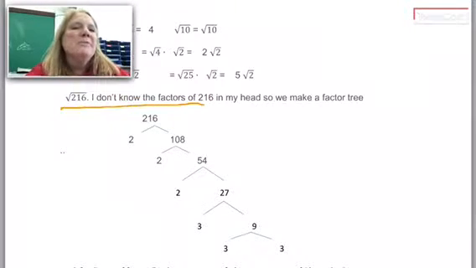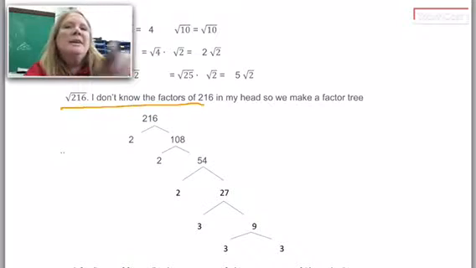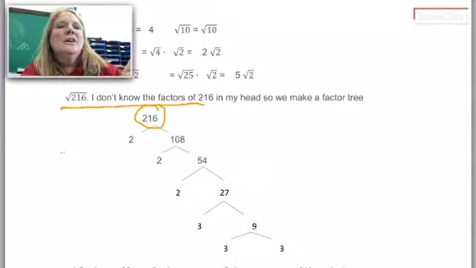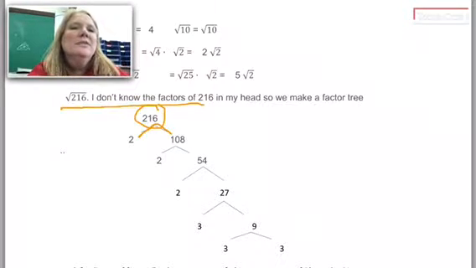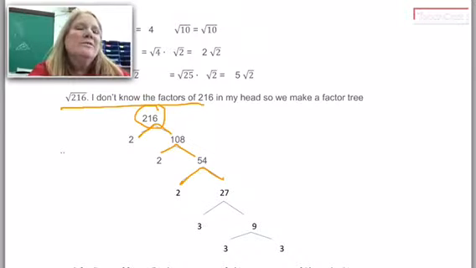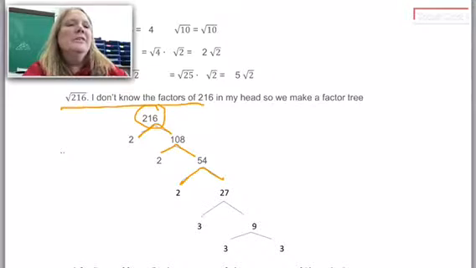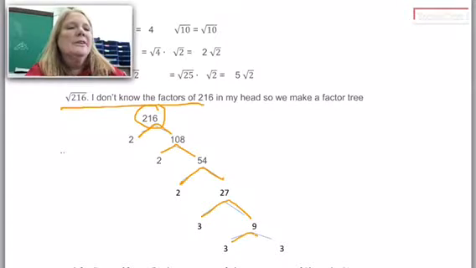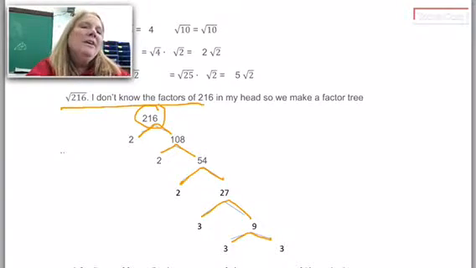So hopefully you remember this from earlier in algebra, but I take 216 and I just break it down into a tree of factors. 216 is divisible by 2. I get 2 times 108. That's divisible by 2. I get 2 times 54. And I keep going. 2 times 27. Okay, 27 isn't divisible by 2, but it is divisible by 3. So 3 times 9. And then 9 is divisible by 3 and 3. Okay, so now I've used my factor tree and I have all of my factors of 216 with prime numbers.